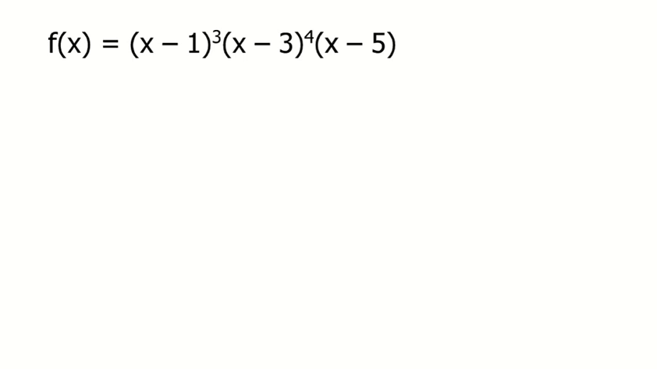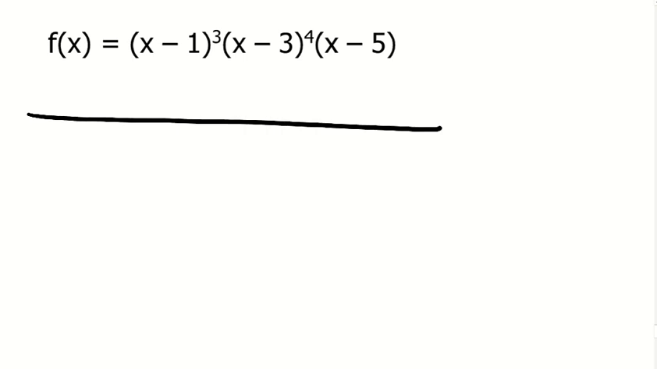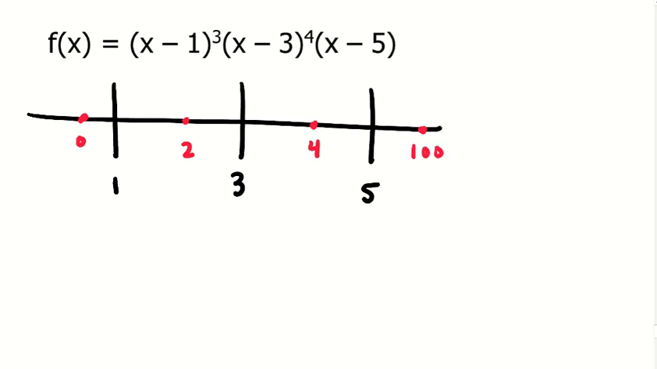All right, so again, 1, 3, and 5. Should have just copied this number line onto the clipboard. I feel like I've written this a bunch of times. Okay, so at x equals 0, I take negative 1 to the third power, and that's negative. I take negative 3 to the fourth power, and that's positive. I think that's always going to be positive if we take something to the fourth power. And 0 minus 5 is negative. Okay, negative, positive, negative. 2 negatives is going to make positive.